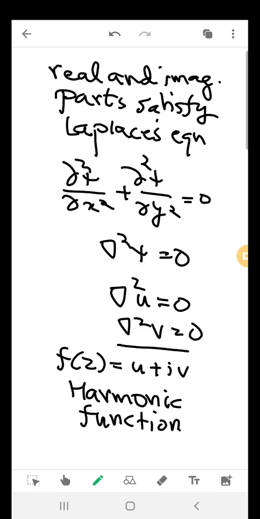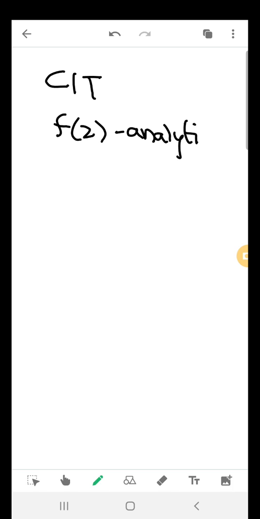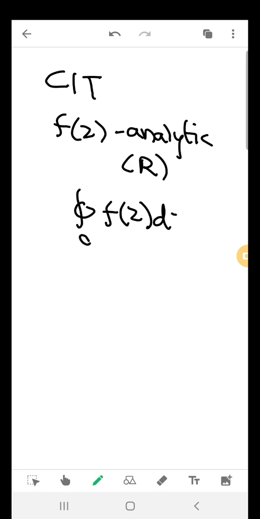We have all studied Cauchy's integral theorem. It says that if f(z) is analytic in a region R, then for any closed contour in the region, this integration comes out to be 0.